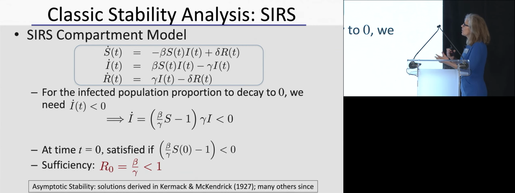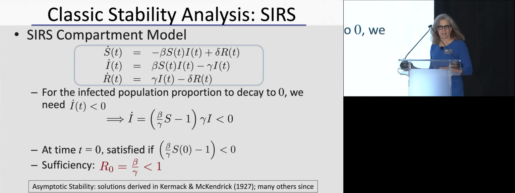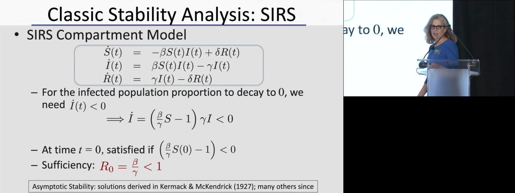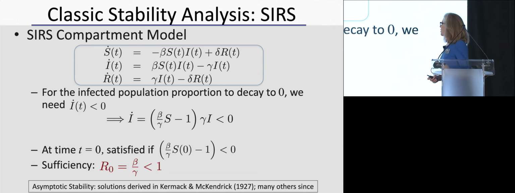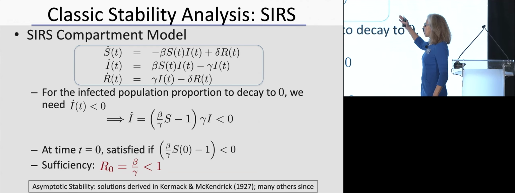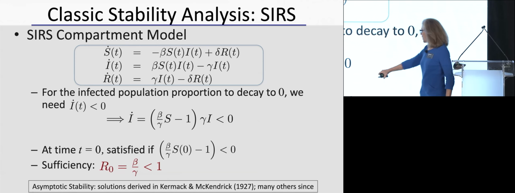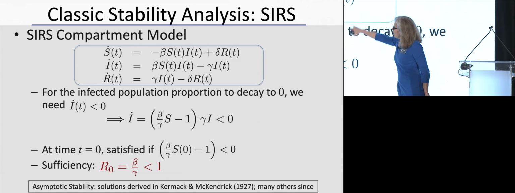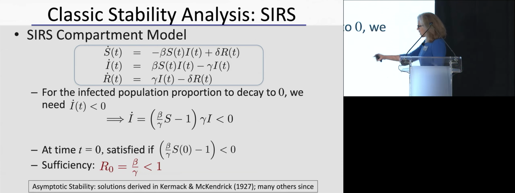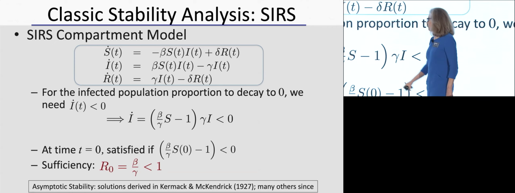Okay, going back to the classic SIR model, we probably are all familiar with this as well. I mean, as I said, this analysis has been around 100 years. We can apply basic high school calculus and come up with a sufficient condition under which we can show that this SIR model will converge to the disease-free equilibrium point. So we want the proportion of infected to go to 0.